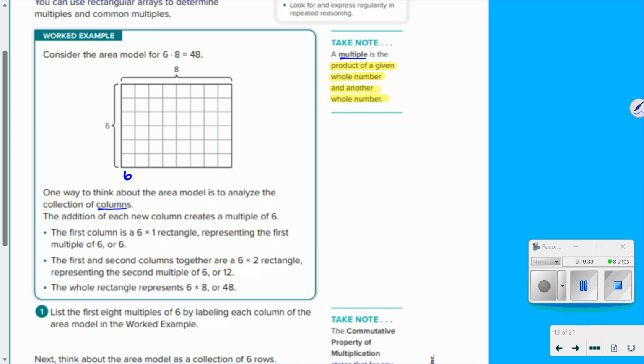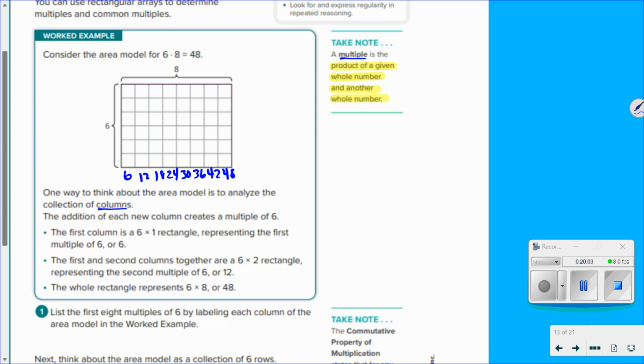What if I add in a second column of 6? Now what am I up to? How many blocks? 12. So I can put that down there, right? And we can do that all the way across our model, can't we? Keep track of our boxes. So we have 12, then we'd have 18, 24, 30, 36, 42, 48. That makes sense for everybody.